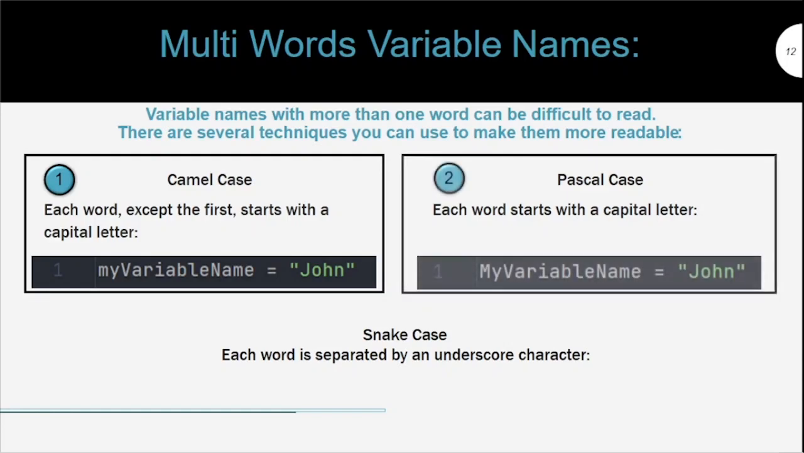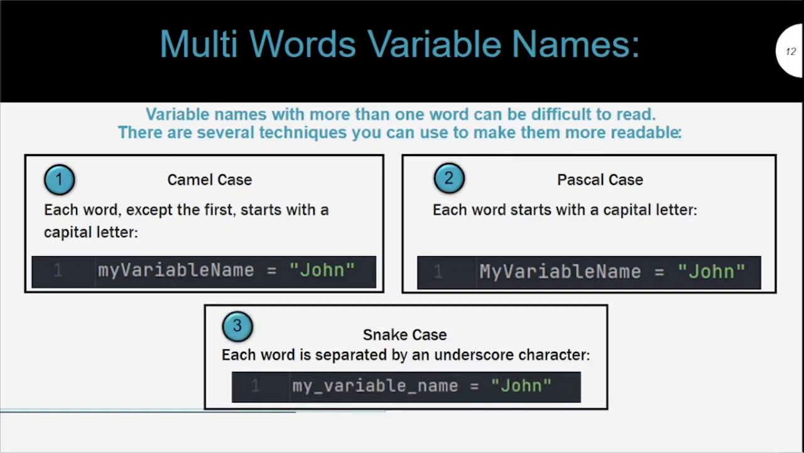Number 2 is Pascal case. Each word starts with a capital letter. The difference is, for the first one, we don't have a capital letter at the beginning, but for the next one, we have capital letters at the beginning. And the last one, which is my favorite, is called snake case. Each word is separated by an underscore character.